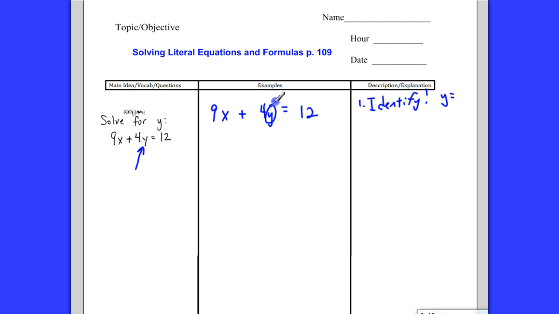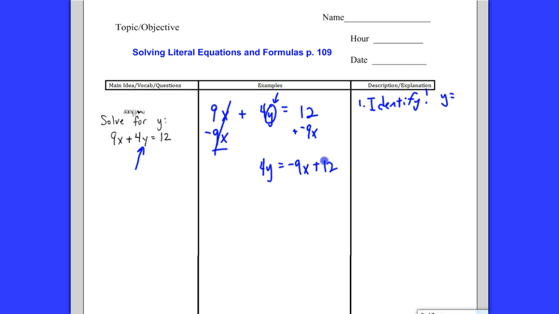So if we look closely at this, we ask ourselves, what is happening to y? Y is being multiplied by 4. Y is also having 9x added to it. So this is very much like a two-step equation. We want to undo what's being added to the 4y. So I'm going to add negative 9x. Okay, working downhill. Hopefully you've been practicing that. 4y goes here. Equal sign stays lined up. And on the right-hand side, you have negative 9x plus 12.